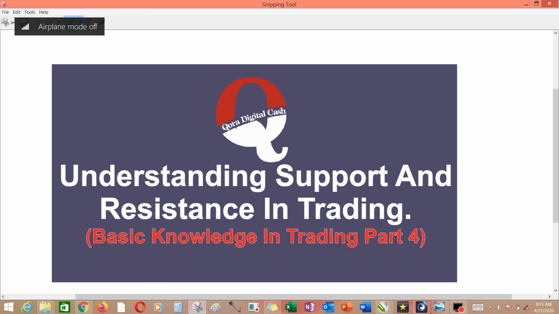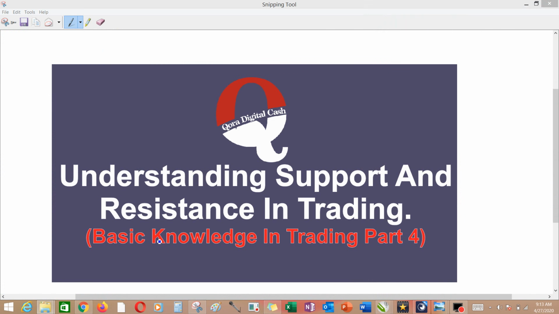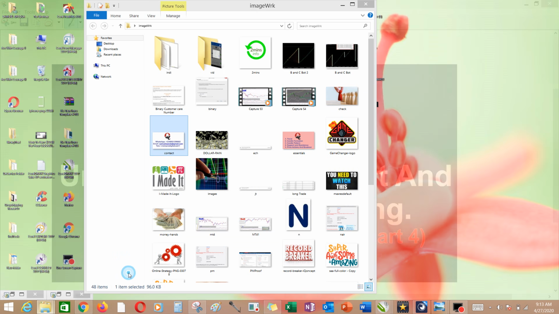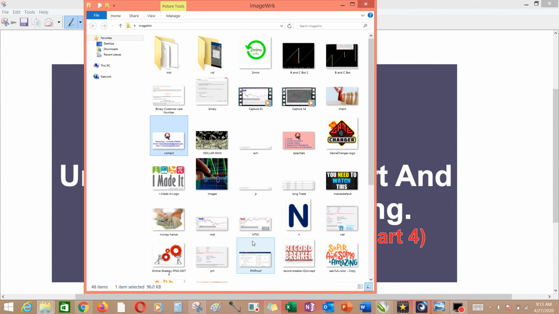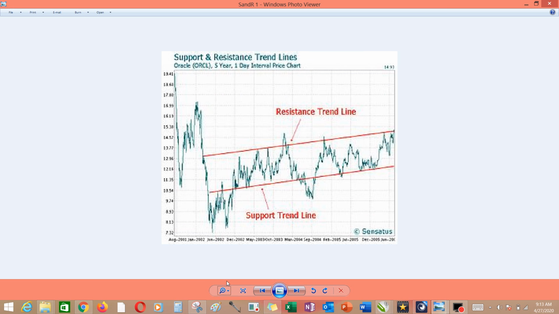Let me show you a few things before we go straight to the trading platform. I will be showing you some images, and I believe these images are meant to show you how the support and resistance are created, and I will be using the images to explain to you before going to the trading platform. So this is the first image.